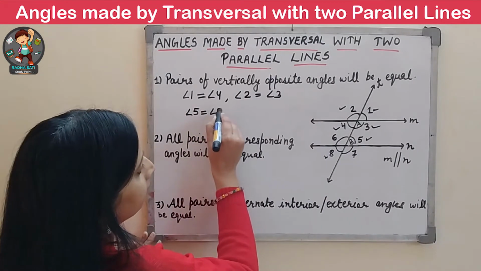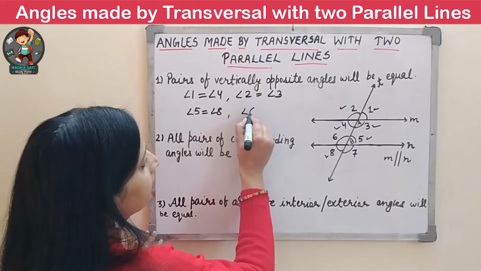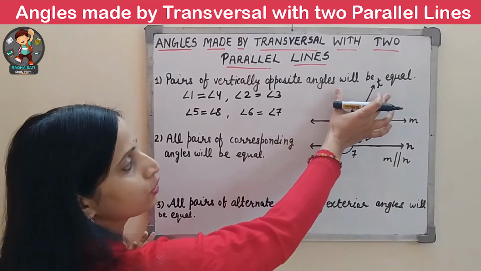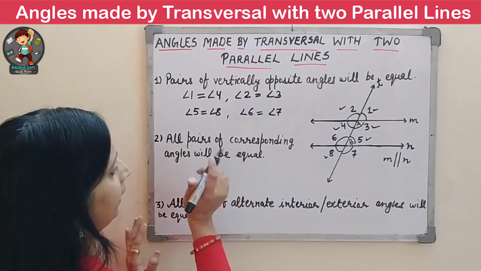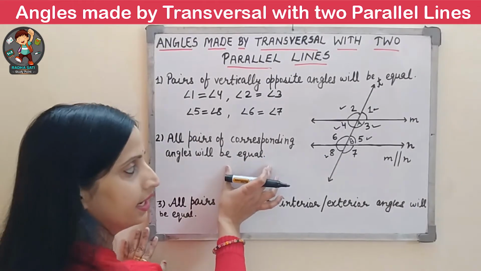And angle 6 will be equal to angle 7. So all pairs of vertically opposite angles will always be equal. Now the second property is all pairs of corresponding angles will be equal.